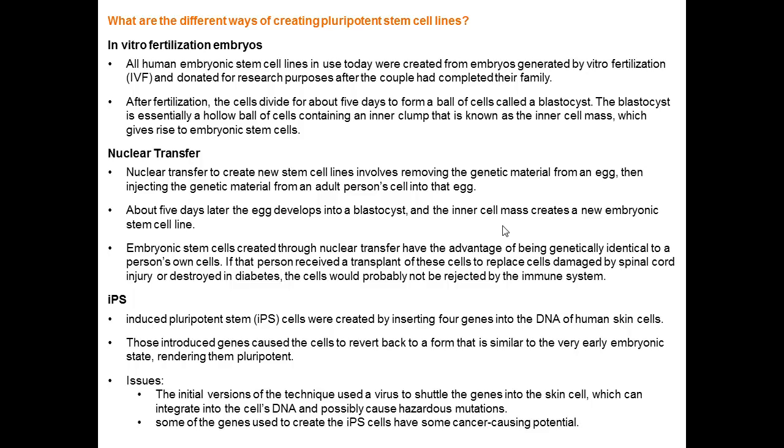On this slide we see three ways for making pluripotent stem cells. And again, there are a lot of words, but I want to get this all on one page. For comparison, we'll have three slides after this going over each of these methods.